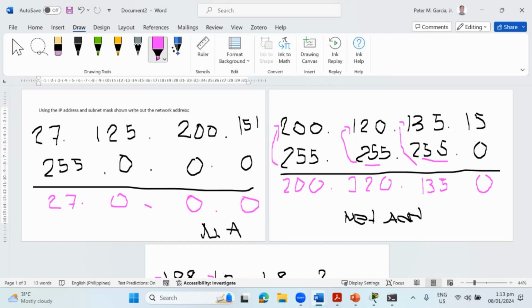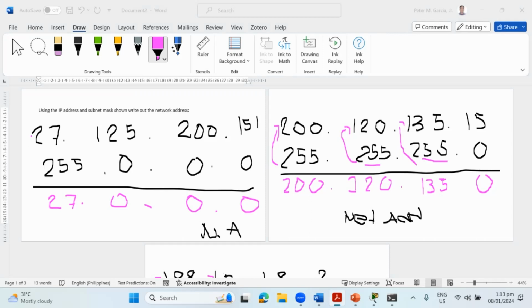So ang tawag dyan ay straight method. Straight to the point. Ang ruling lang natin sa network address, kapag ang subnet mask mo ay 255, just simply copy the value above. Kapag 0, 0. So that is finding the network address. Use the IP address and subnet mask shown, write out the host address.